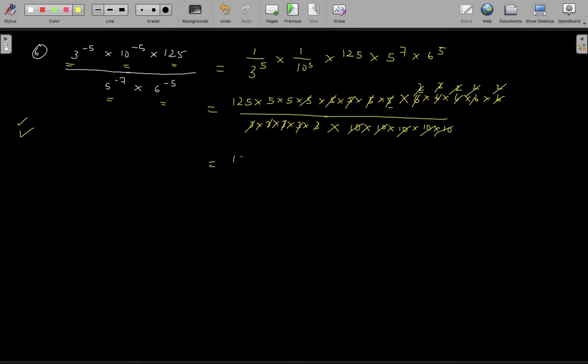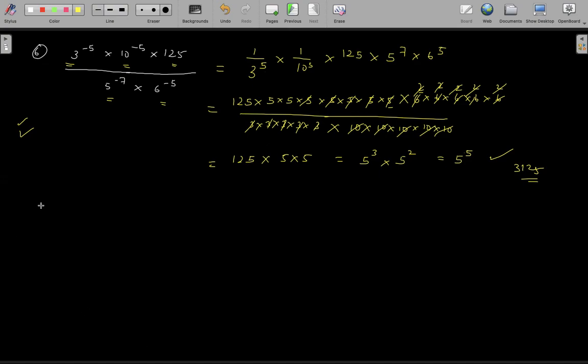So the answer that you are left with here is 125 times 5 times 5. If I write 125 as 5 cube, this is 5 cube times 5 square, which is 5 power 5. Or 125 times 25 is 3125. You can also write it as 3125, whichever way you consider simple. Well, this is one method.